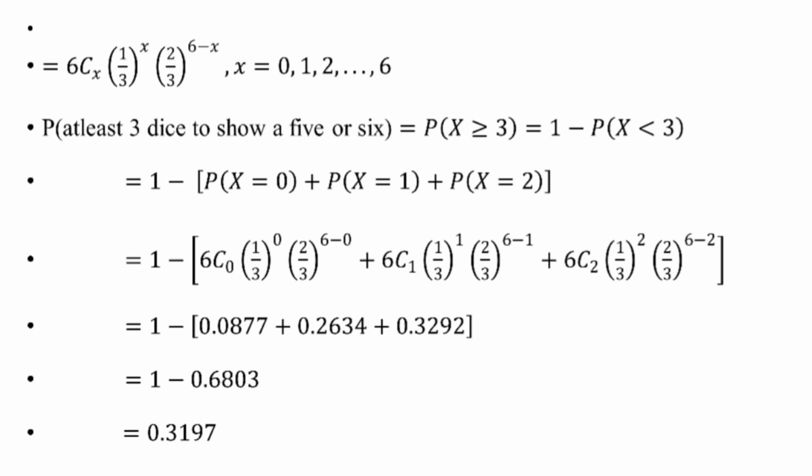So we get the answer 1 minus 0.6803, value is 0.3197. So the number of times expecting at least 3 dice to show 5 or 6 equals 729 into 0.3197, which is equal to 233 times. So the number of times expecting is 233 times.